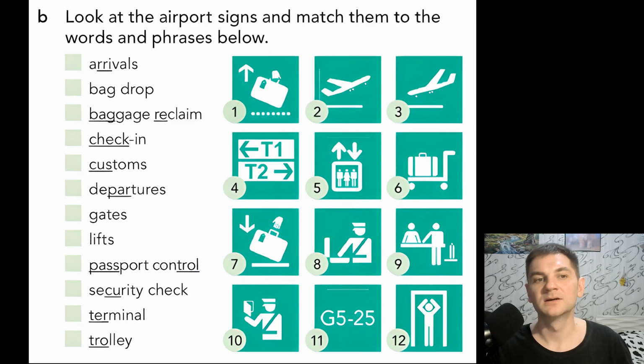Part B. Look at the airport signs and match them to the words and phrases below. Arrivals, bag drop, baggage reclaim, check-in, customs, departures, gates, lifts, passport control, security check, terminal, trolley.